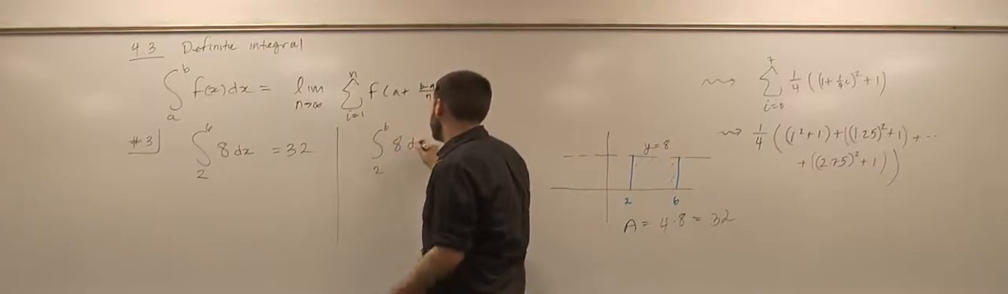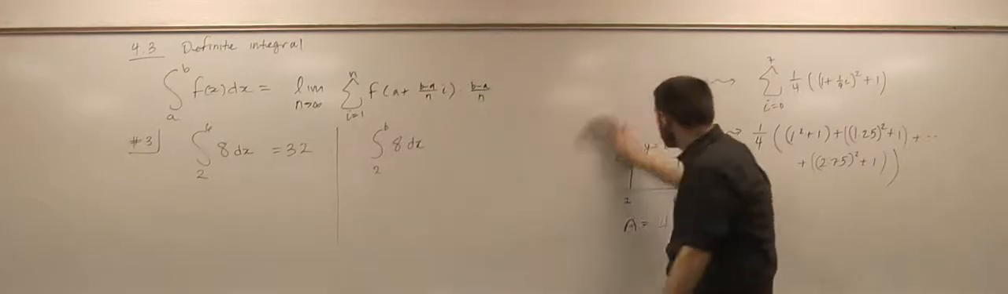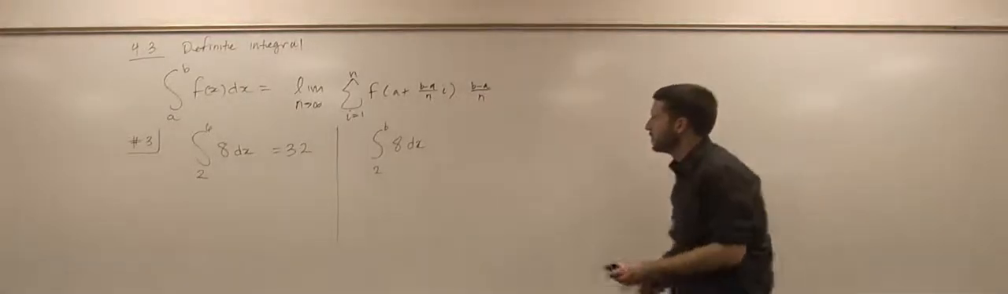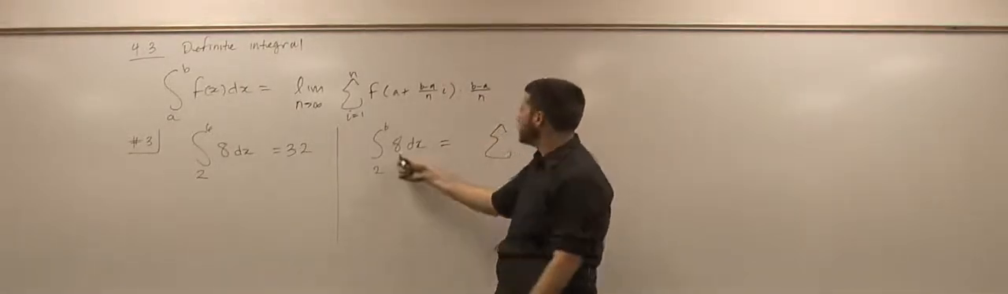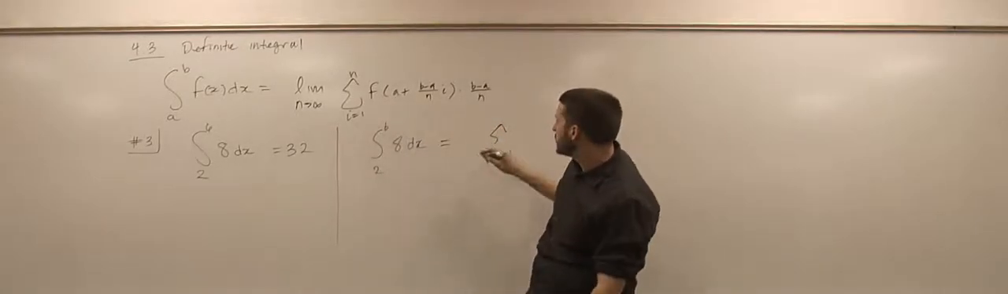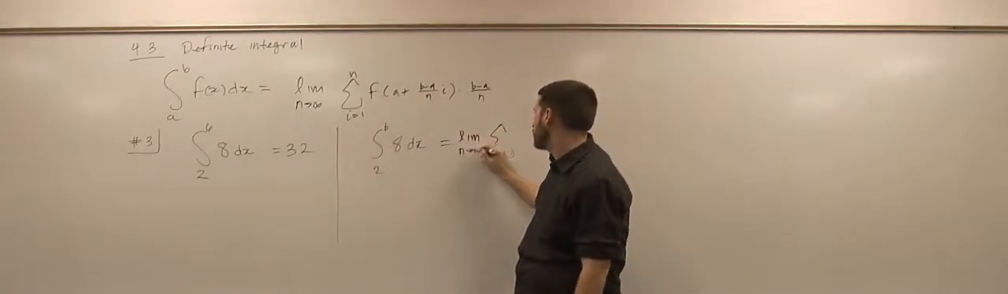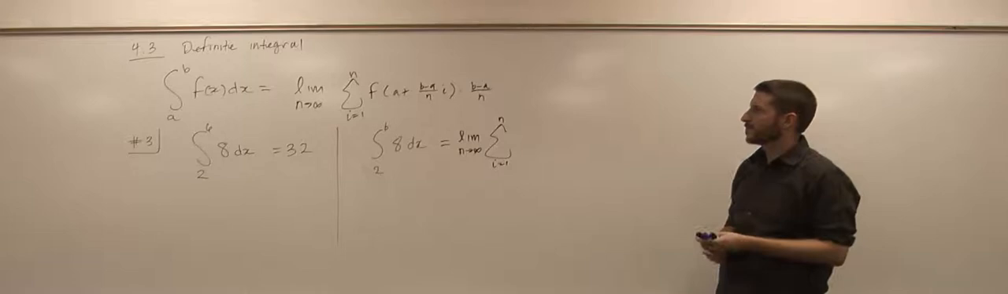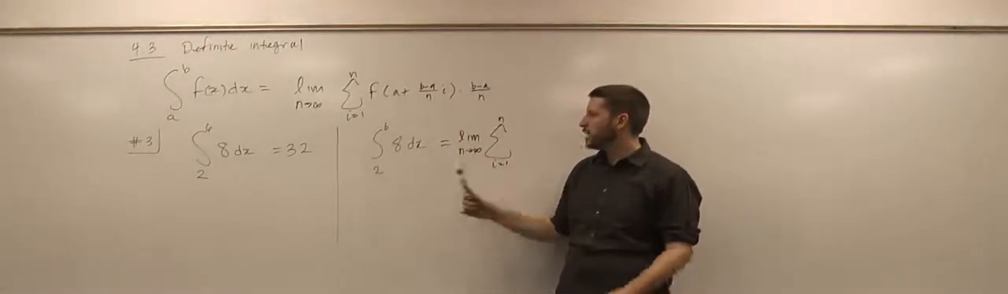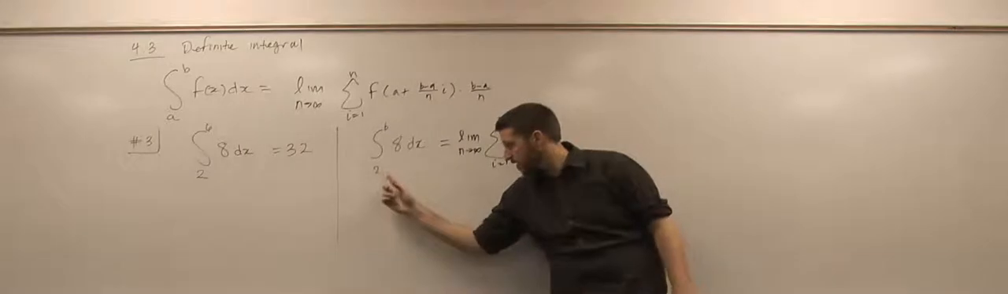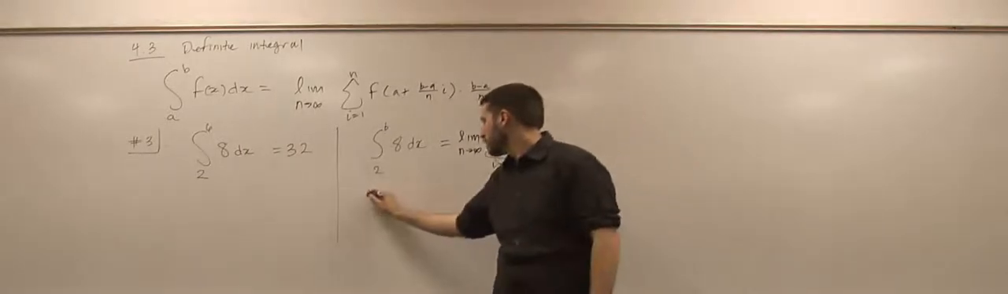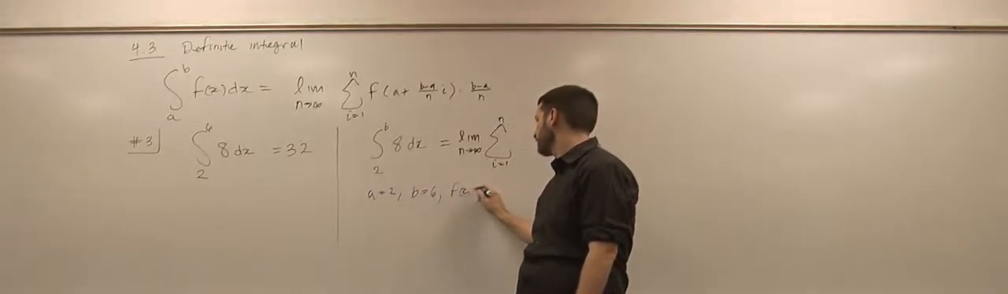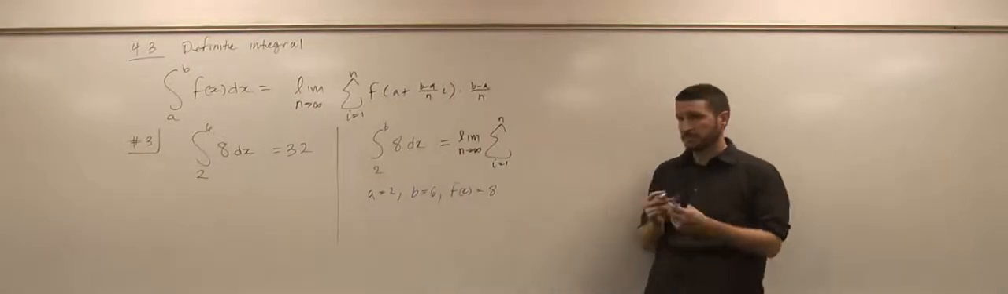So the limit definition is this bad boy. Like this monster. So the definite integral is going to be equal to the limit as n goes to infinity of the sum from i equals 1 to n of this. So what's a and b, and what's f of x in this particular case? A is 2, b is 6, and what's f of x? What's our function? Just 8. Just y equals 8.